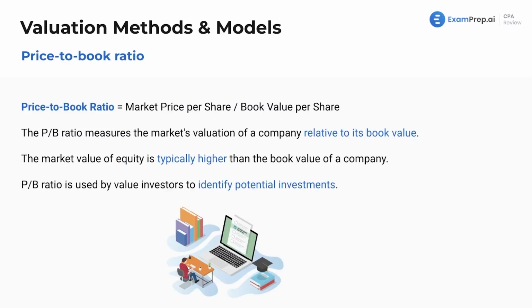Price to book ratio. Gosh, we're close to being done here. Don't worry, everyone. It's price divided by book value per share, and this is actually a great metric to use if you're an investor. What is it currently trading for versus what is the book value?